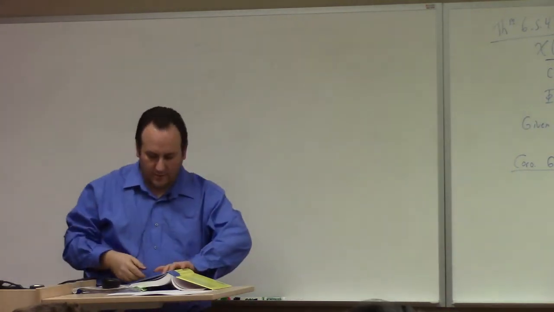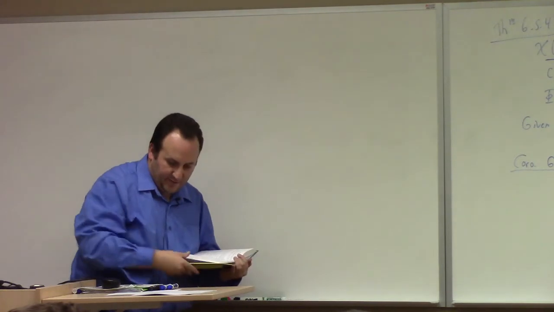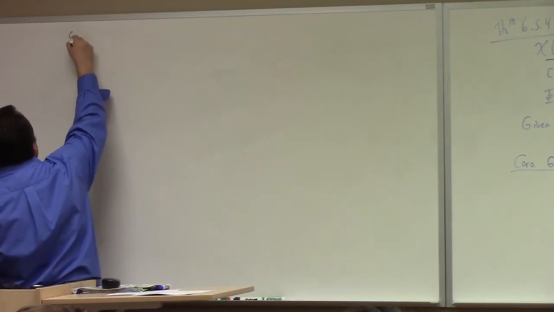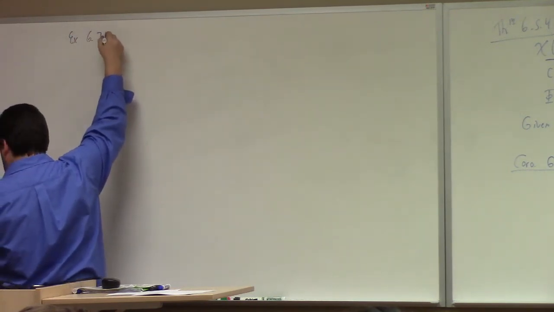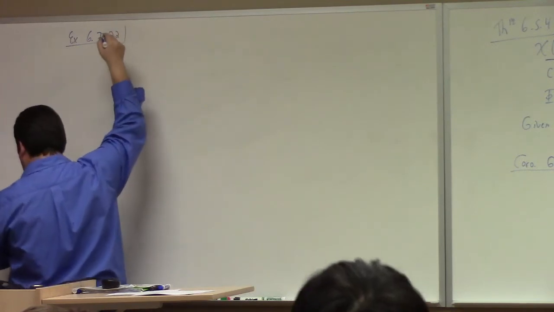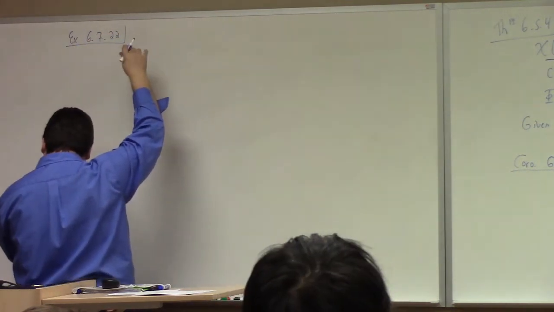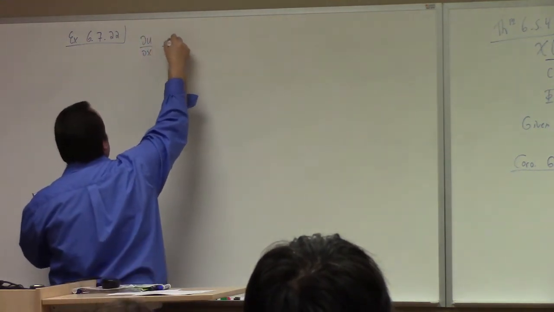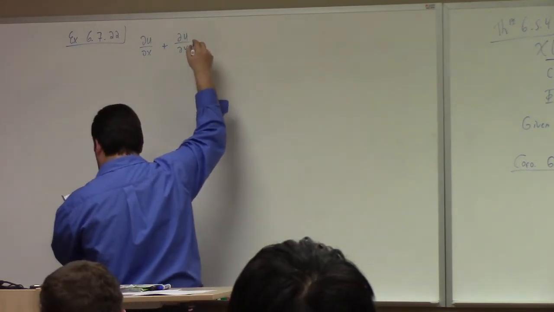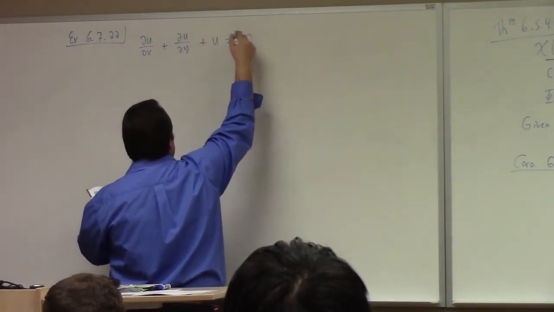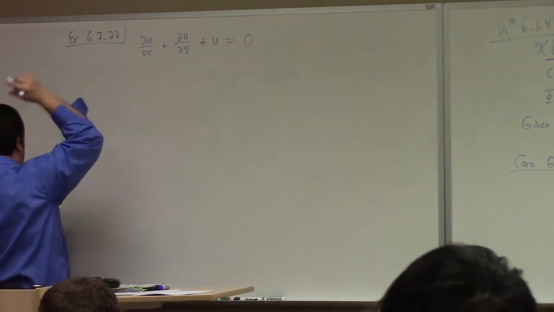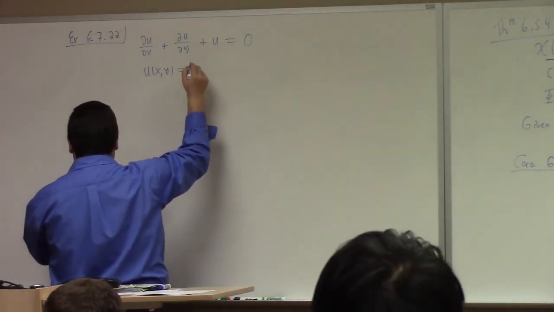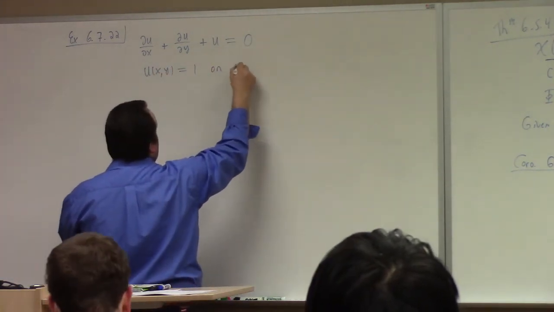Let me just do this example here, and then I'll say what I have to say about that, and we'll be done for today. So here's the example 6.7.22. Consider the first order partial differential equation, partial u over partial x plus partial u over partial y plus u equals 0. And we have initial conditions: u of (x, y) equals 1 on the unit circle.